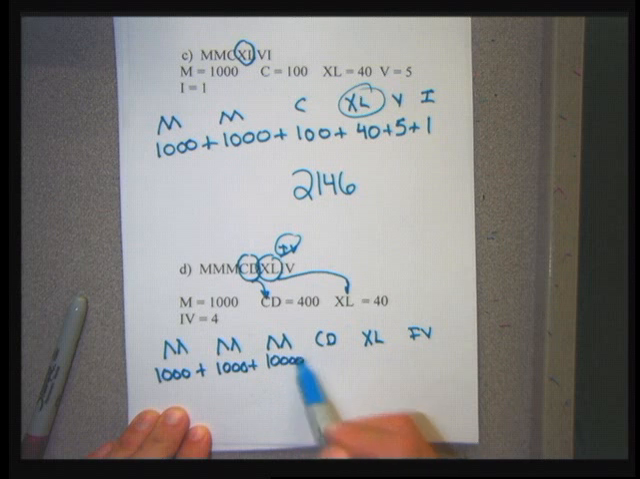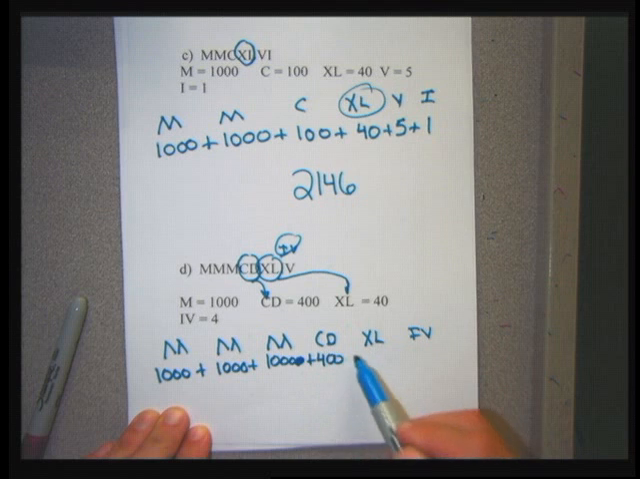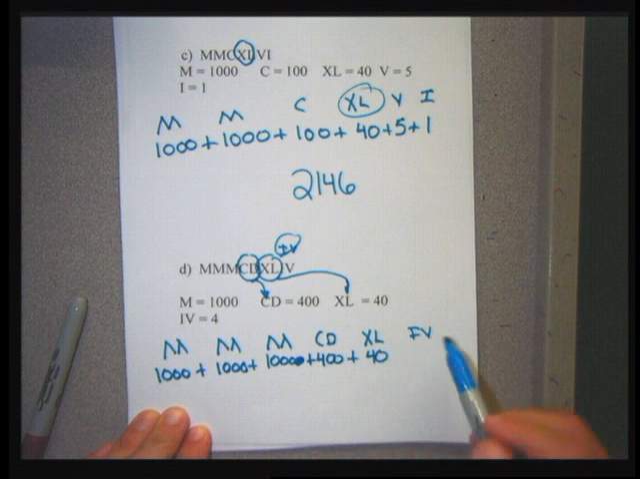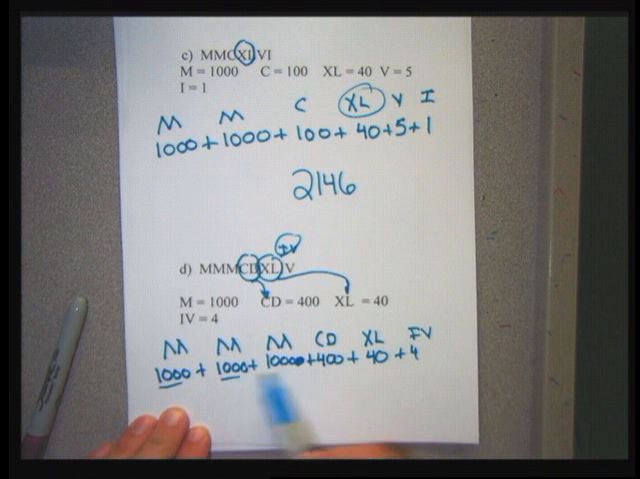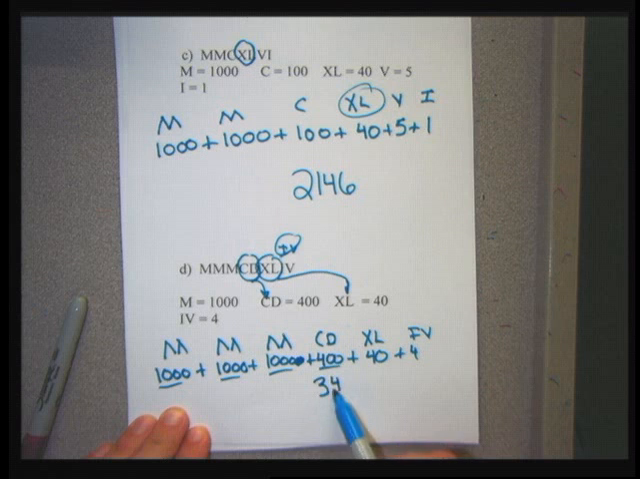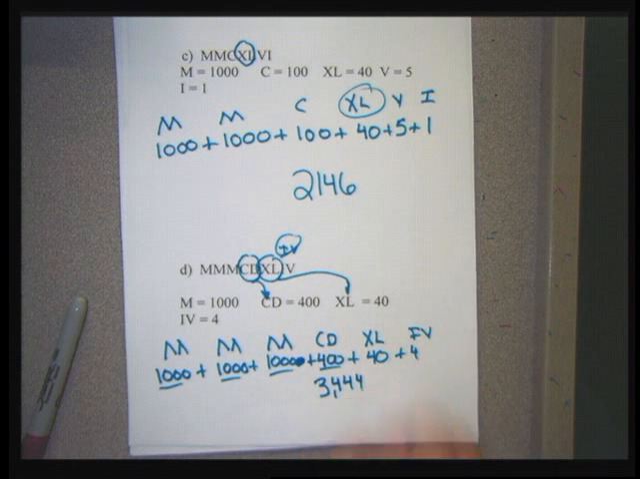The CD you should have on your note card is 400. The XL that should be on your note card, that's 40. The IV should be on your note card, that's 4. Add these up, 1,000, 2,000, 3,000, 444. I believe if I broke out my calculator and added those up, I'd get 3,444 for the Hindu-Arabic version of that Roman numeral.